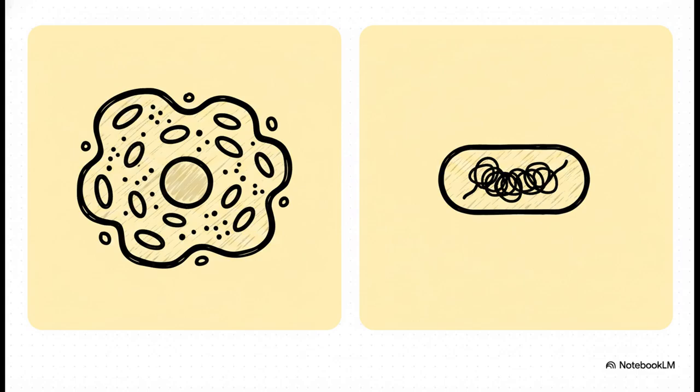On the flip side, we have prokaryotic cells, like bacterial cells. These are generally much simpler, much smaller. They don't have that neat little nucleus to hold their DNA. For today's explainer, though, we're going to be focusing exclusively on the complex, highly organized world of eukaryotic cells.